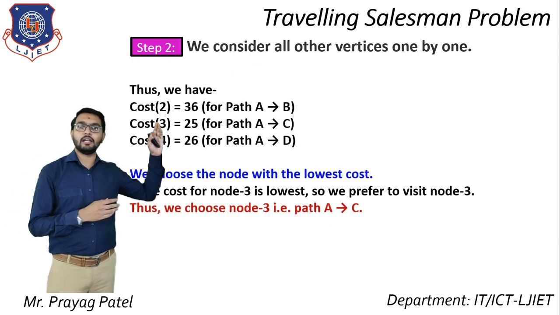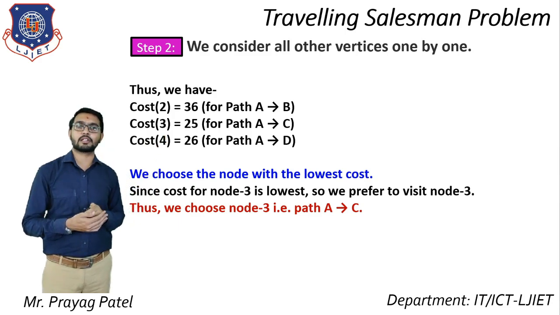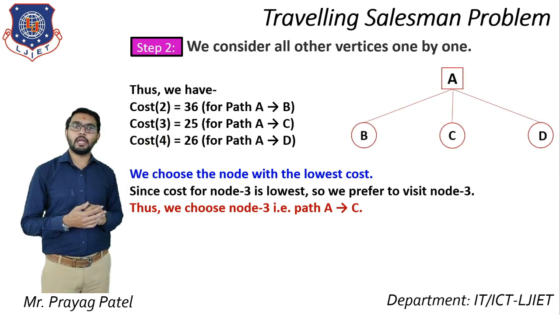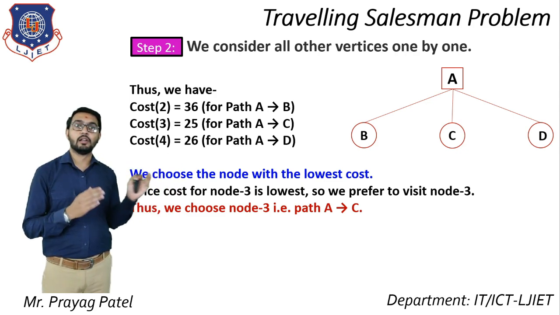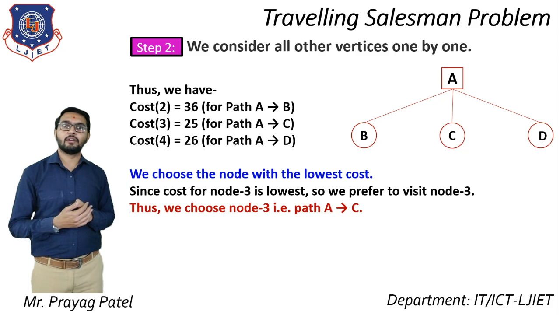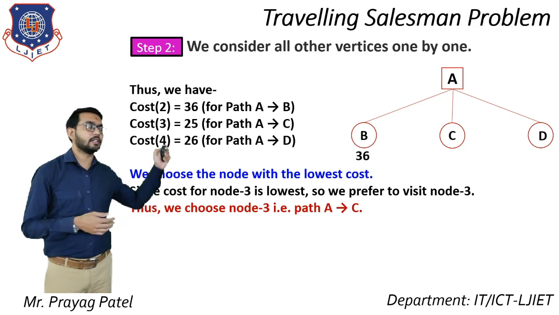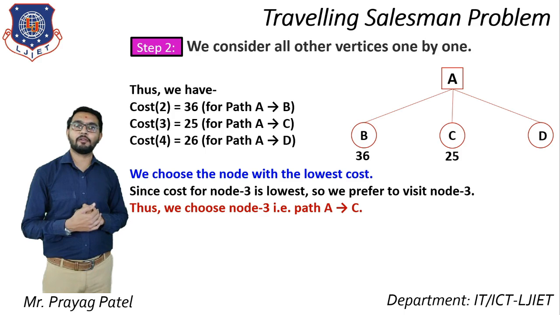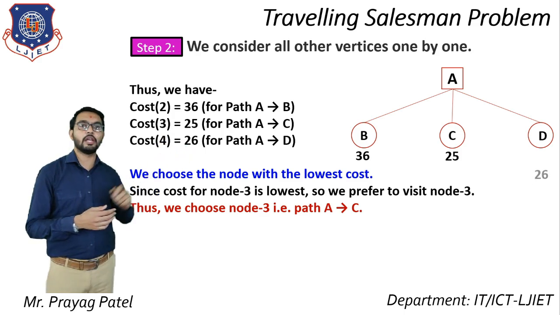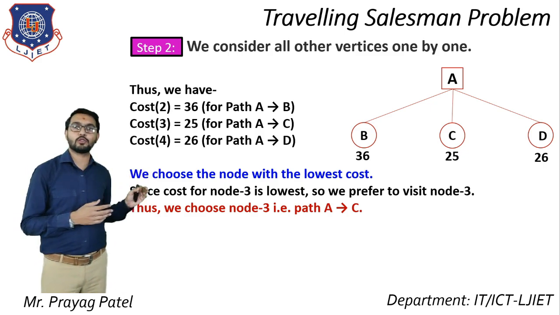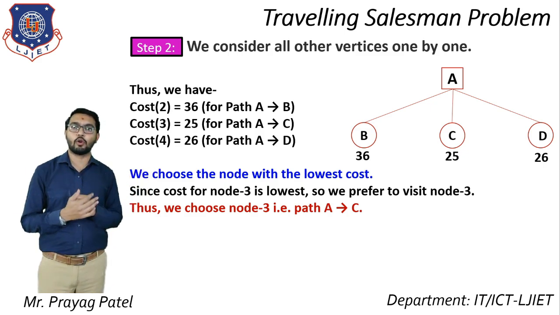So here three paths are possible. From node A as the root node, we have A to B, A to C and A to D. Three paths are possible. So consider the cost for each one by one. First, A to B cost is equal to 36. Then A to C cost is equal to 25. Then A to D cost is equal to 26. Now after these three elements, consider the best solution. So we choose the node with the lowest cost.